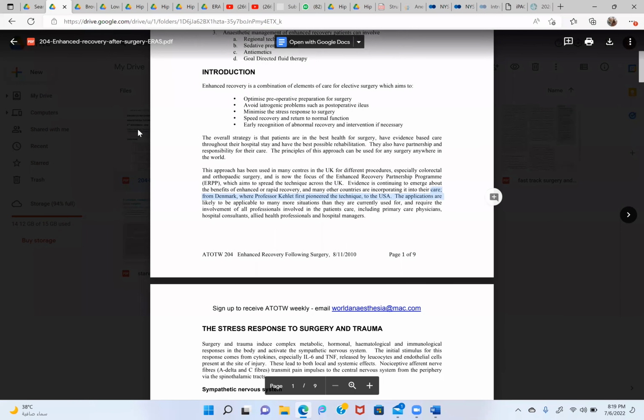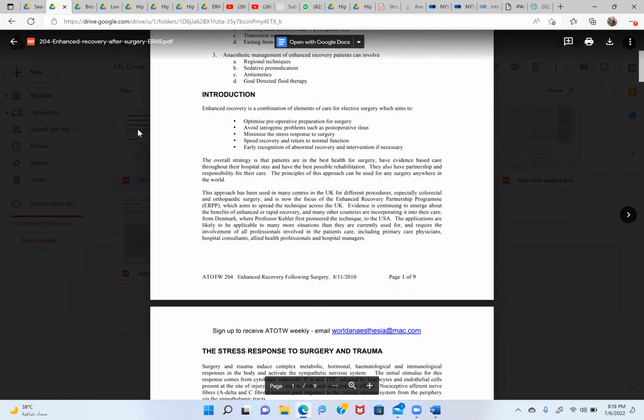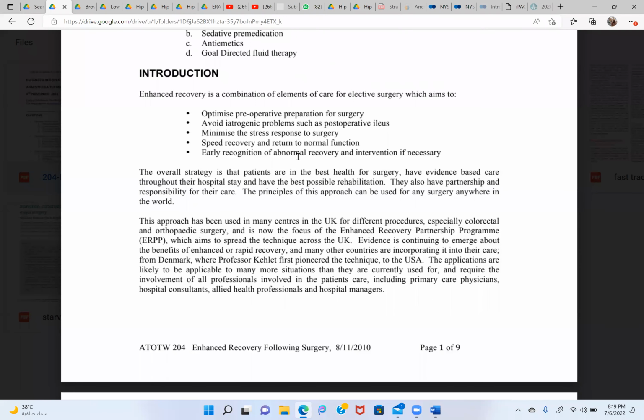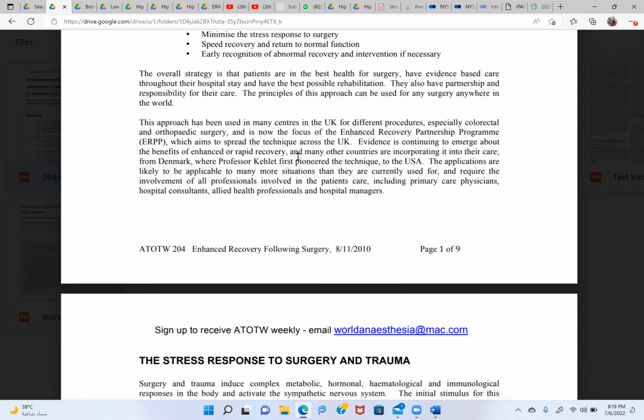Okay. So this is the basic concept of ERAS: optimize preoperative preparation for surgery, avoid iatrogenic problems such as postoperative ileus, minimize the stress response to surgery, speed recovery, and return to normal function. It does not necessarily mean that you will discharge the patient on the same day. It is just to reduce the hospital stay, because whenever there is more hospital stay, there are more chances of infection, DVT, pulmonary embolism, and of course, more financial burden.